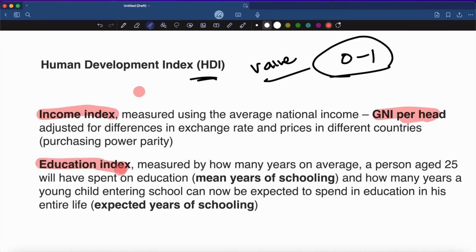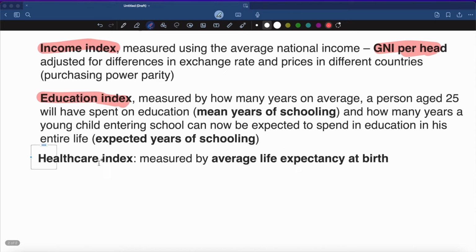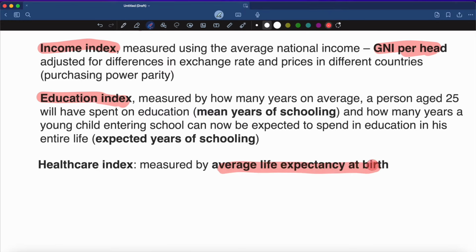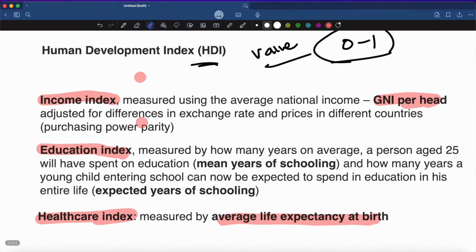So far we have the income index and the education index. The last index is one of the most important ones as well, which is the healthcare index. So we have income, education, and healthcare. Healthcare is simply the average life expectancy you are expected to live from birth. So that is called the healthcare index. The United Nations, which uses this HDI, looks at these 3 factors and then makes a decision.